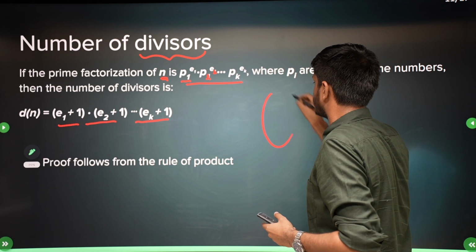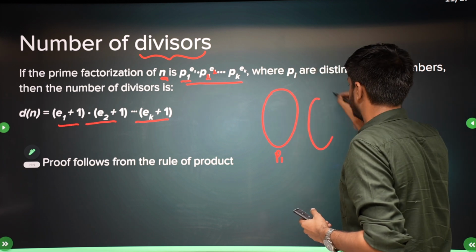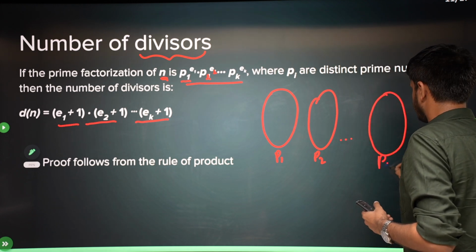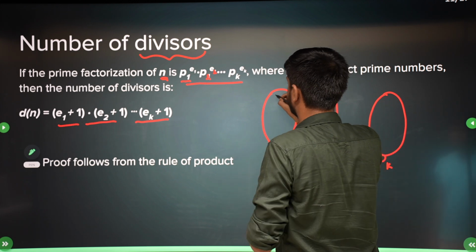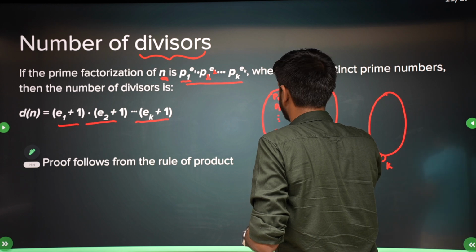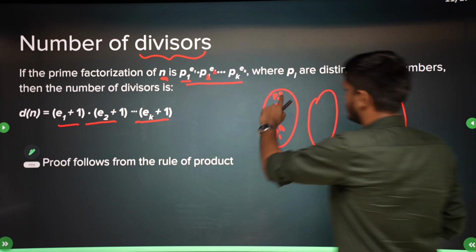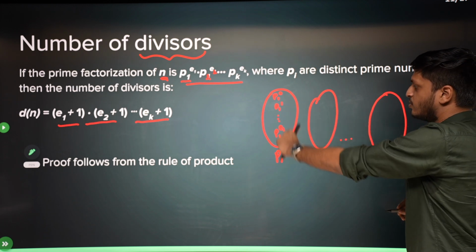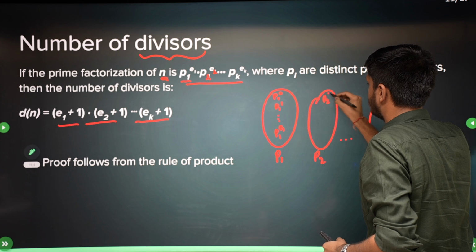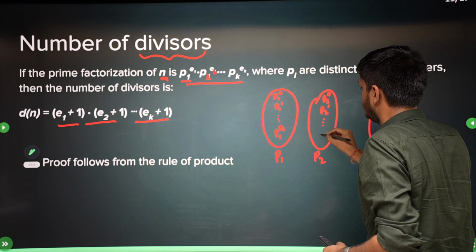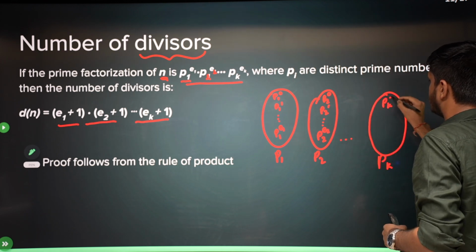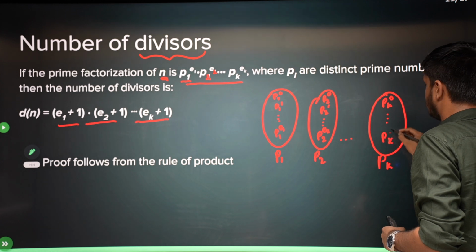Why? Again, same logic. This is the first prime number, second prime number, and kth prime number. Here we have e1 plus 1 options. How? p1 to the power 0, p1 to the power 1 up to p1 to the power e1. So these are all the options I have for the first prime number, from 0 to e1. Again, for p2 I have how many options? e2 plus 1. How? I can take p2 to the power 0, p2 to the power 1 all the way up to p2 to the power e2. And for the kth prime number I have pk to the power 0 up to pk to the power ek.